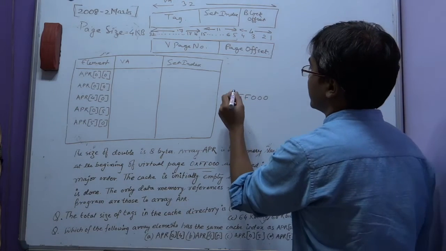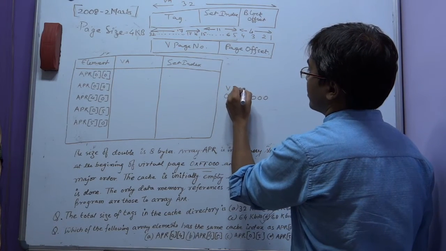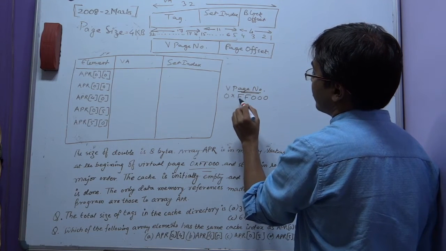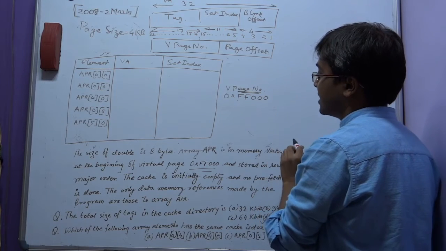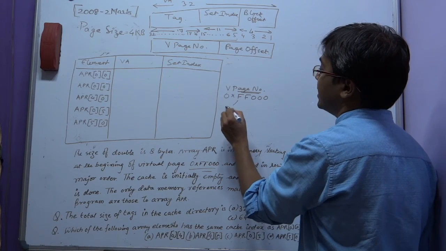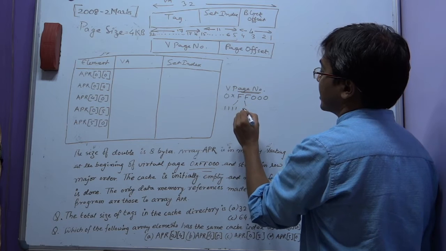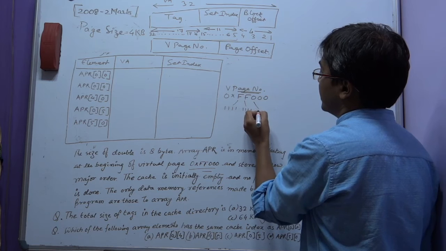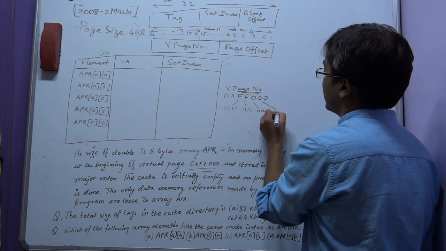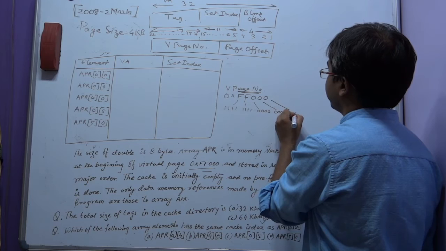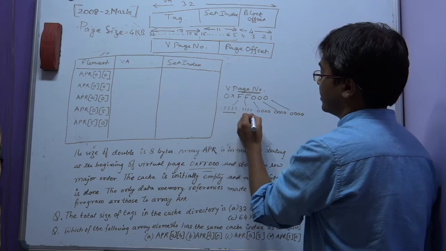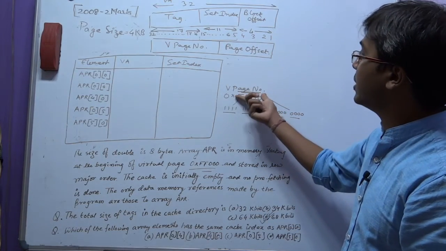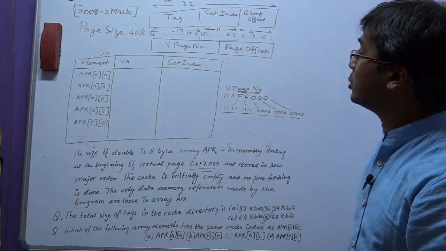Now this virtual page number has 5 hexadecimal digits, and if we convert it to binary, we get the virtual page number in binary, and how many bits wide would that be? That would be 20 bits wide. So 4 into 5, so this is a 20 bits wide virtual page number. Definitely the virtual page number would be 20 bits wide.